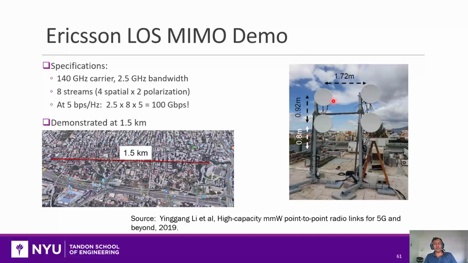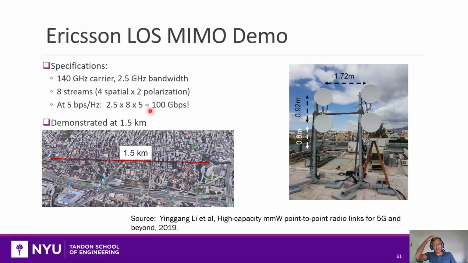This is their array. It's actually 4 parabolic dishes on a square with sides of about 1.7 meters. So they're fairly far apart to get that wide aperture, which will get a higher Rayleigh distance. And then you can transmit 8 streams in principle, because you have 4 of these times 2 polarizations. And if you transmit at high enough data rates, you can get in this system 100 gigabits per second.